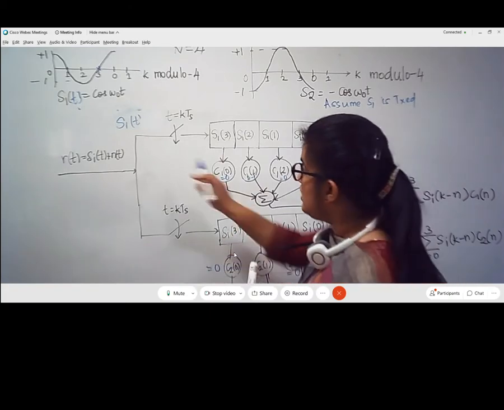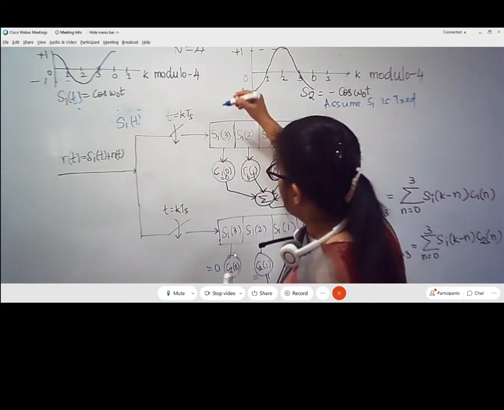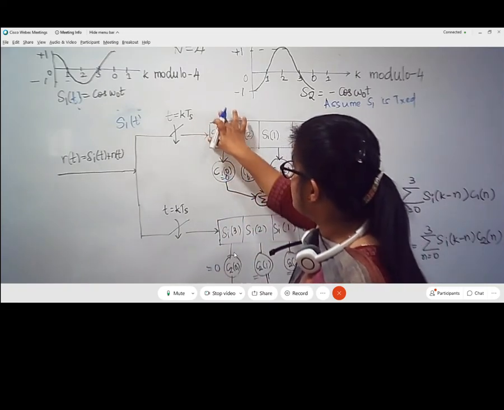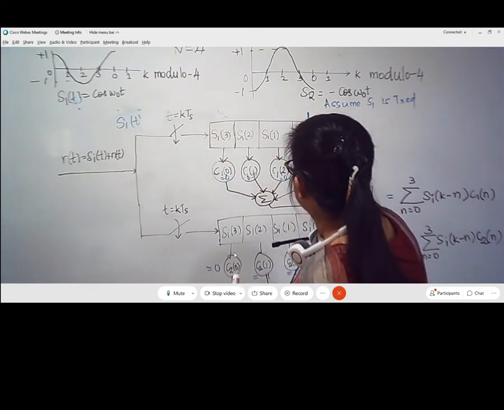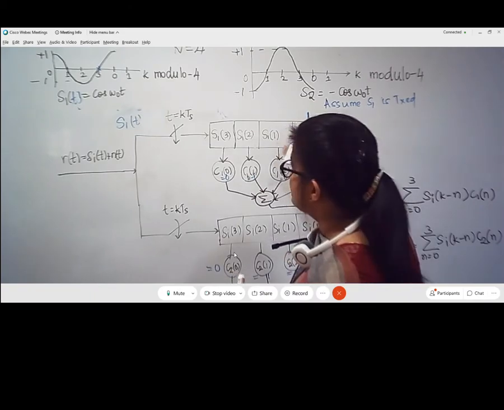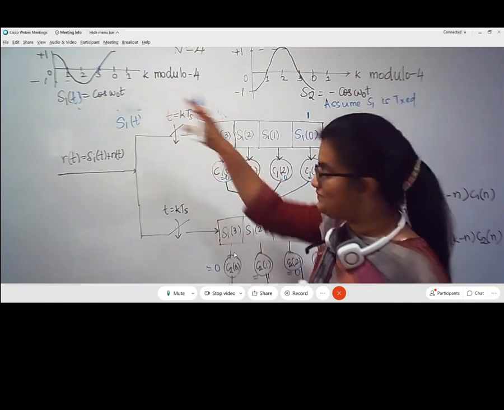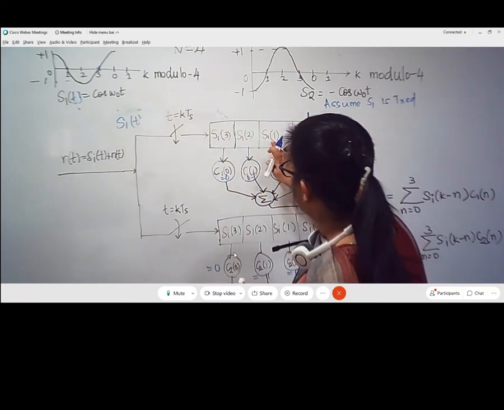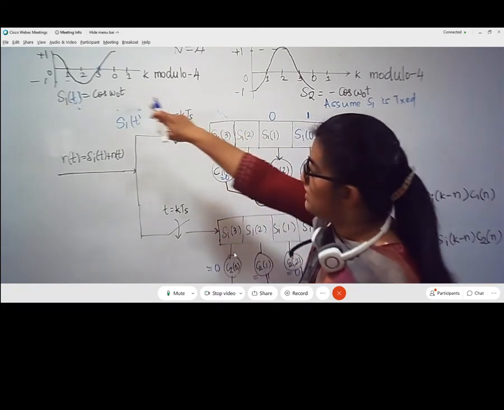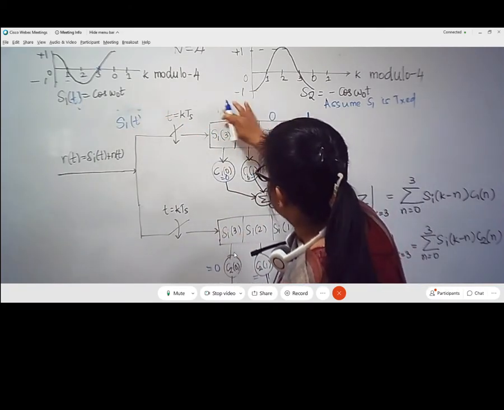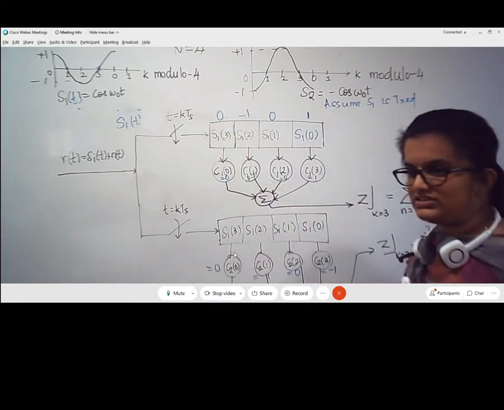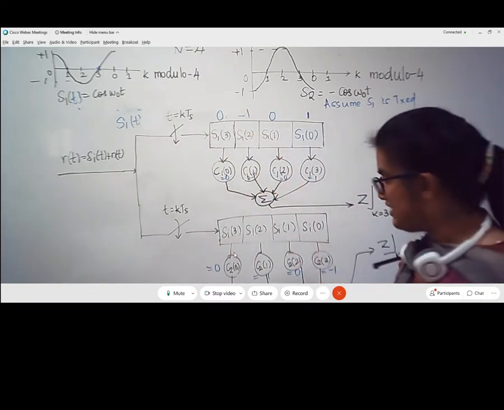You just see here. The first sample that I am going to obtain is plus 1, which after the 4th clock instance will reach out to here. So this one will be S1 of 0. What is S1 of 0? It will be equal to 1. What is S1 of 1? It will be equal to 0. S1 of 2 will be equal to minus 1. S1 of 3 will be equal to 0. Yes or no? From the waveform also you can say that.